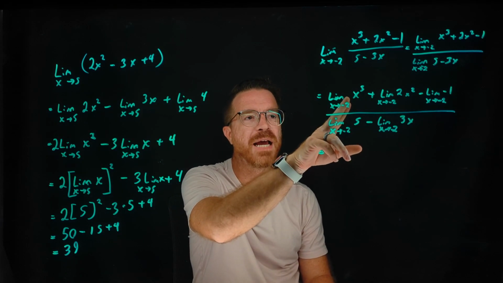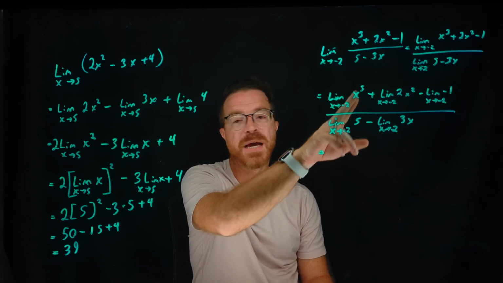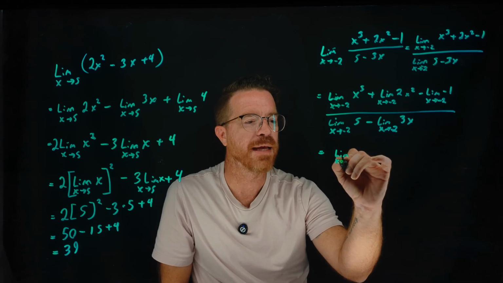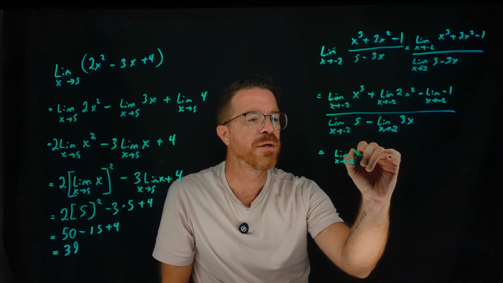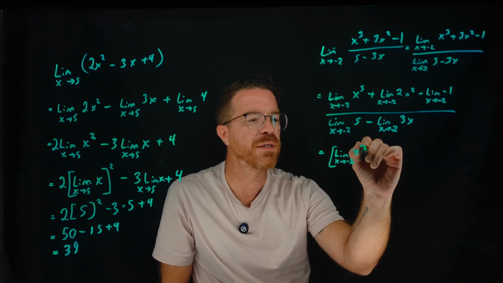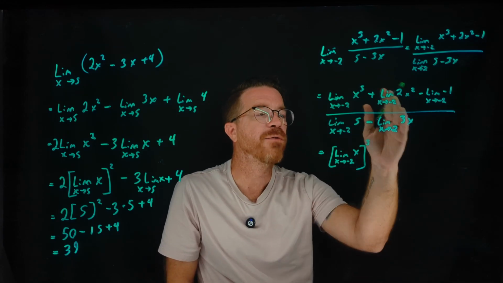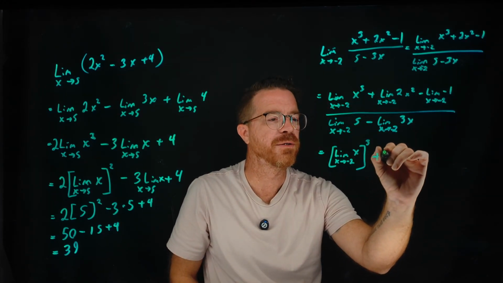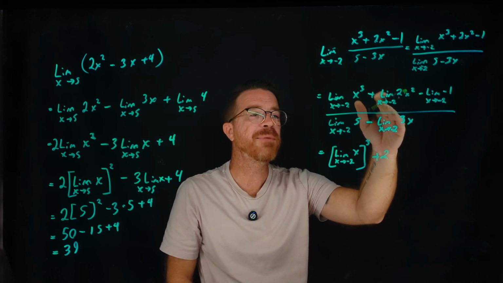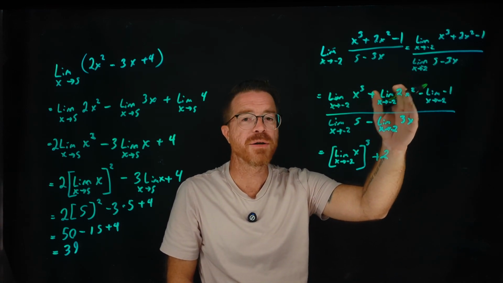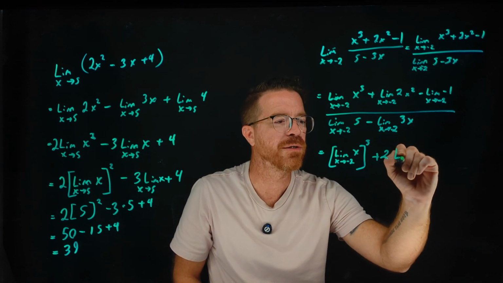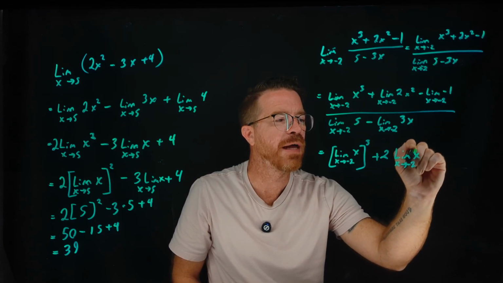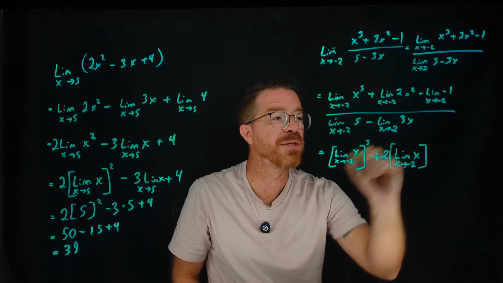So this first one, we have the limit as x approaches negative 2, x cubed. We can take this as the limit as x approaches negative 2 on x, and we can cube the entire thing. For this next one, we have a constant that we can pull out. So I'm going to do that first. So this is going to be plus 2. And then I have the limit as x approaches negative 2, x squared. So this is the same thing as if I took the limit as x approaches negative 2, x, and then I'm going to square the entire thing.